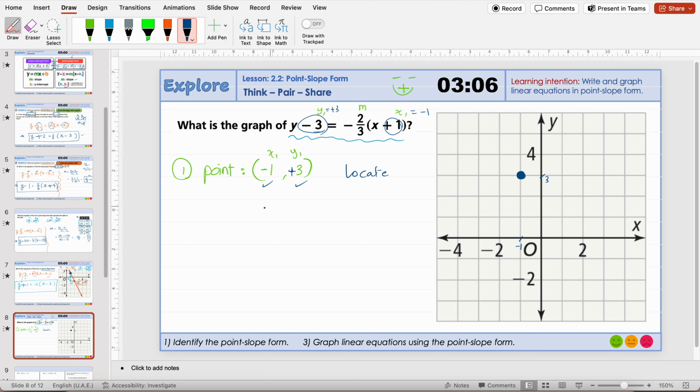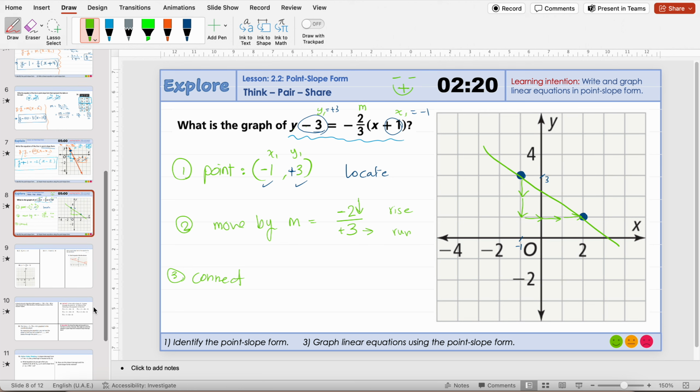Okay, my first point. Second step is move by the slope. What's my slope? It's -2/3. -2 is rise, 3 is run. Negative means down, positive means to the right. So I have to go 2 down, 3 to the right. 2 down, 3 to the right. My next point is here. Lastly is connect. Just connect your points. That's it.